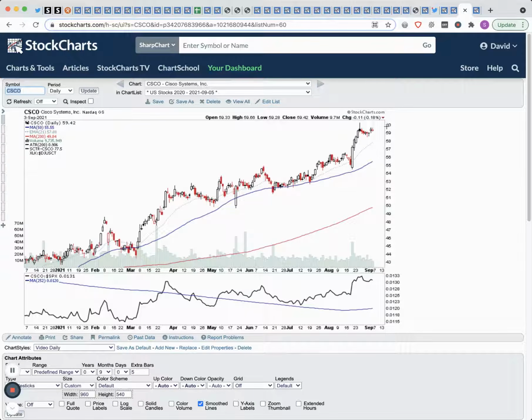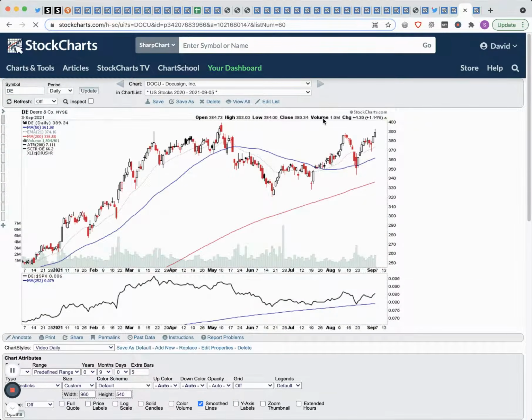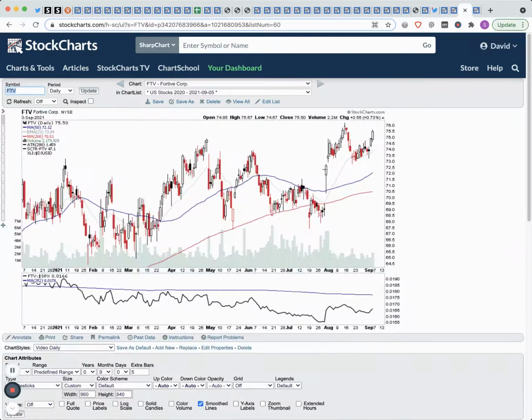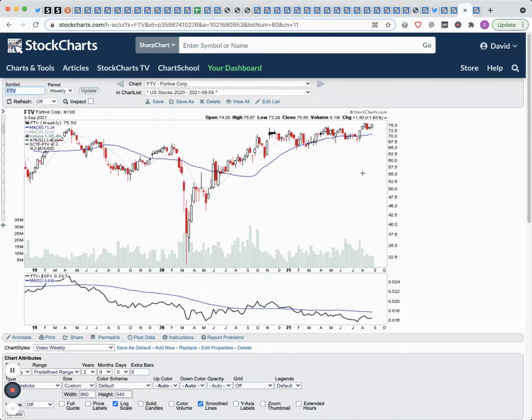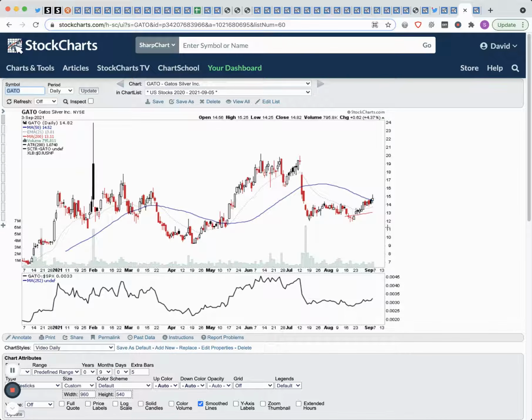Cisco getting tight in there, so potential for continuation. DDS, another one that's tight and backing up, potential for continuation. DE already highlighted. DOCU highlighted. FTV. What do I like about this one? So big base, potential for a stage 2 continuation on that one. Gato with gold tightening up in stage 1, so silver names could start to come back.